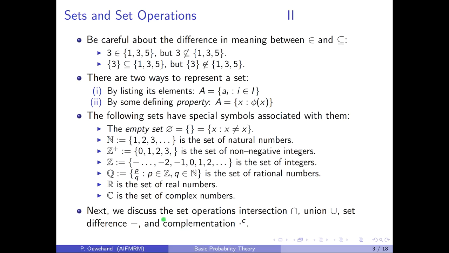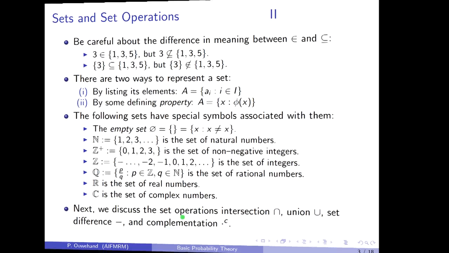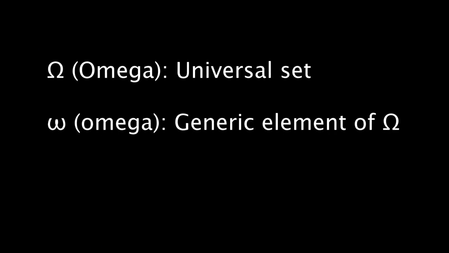Next, we will discuss the set operations of intersection, union, set difference, and complementation. Just some notation. We have here the Greek letter capital omega, and this will stand for the universal set, i.e. the set of all possible elements under consideration in the current context. In probability theory, this would be the set of all possible outcomes of a random experiment, for example. Then the letter that looks like a W is the Greek letter small omega and will stand for a generic element of the set capital omega.